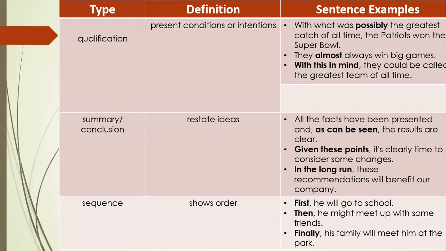Sequence shows order. When we talk about sequence, it means first, second, thirdly, firstly, then, finally. These all are the words, basically examples of sequence.